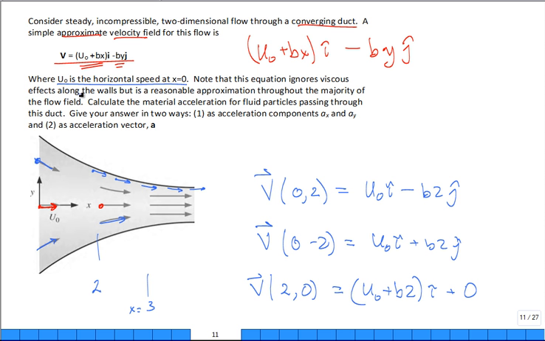Ignores viscous effects all on the wall. It's a reasonable approximation. Calculate the material acceleration for the fluid particles passing through this duct. What do they want you to do? They want you to calculate that material acceleration.